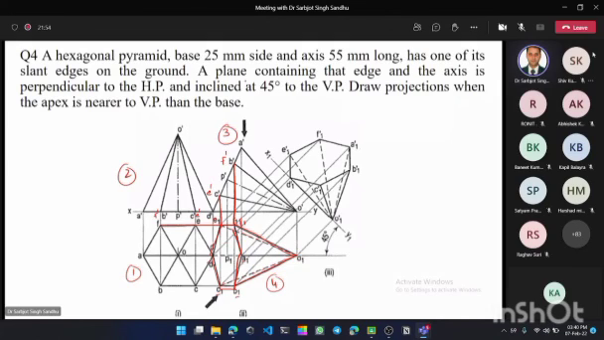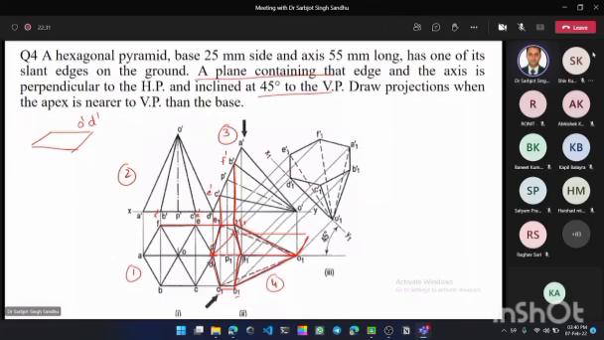Next condition is a plane containing that edge and the axis is perpendicular to HP and inclined at 45 degree to VP. A plane containing that edge. Which edge is it? So they are talking about O dash D dash. Now plane containing, a plane has a length and width. A plane passes through OD. This is OD, O1 D1. Imagine that there is one plane which passes through OD.